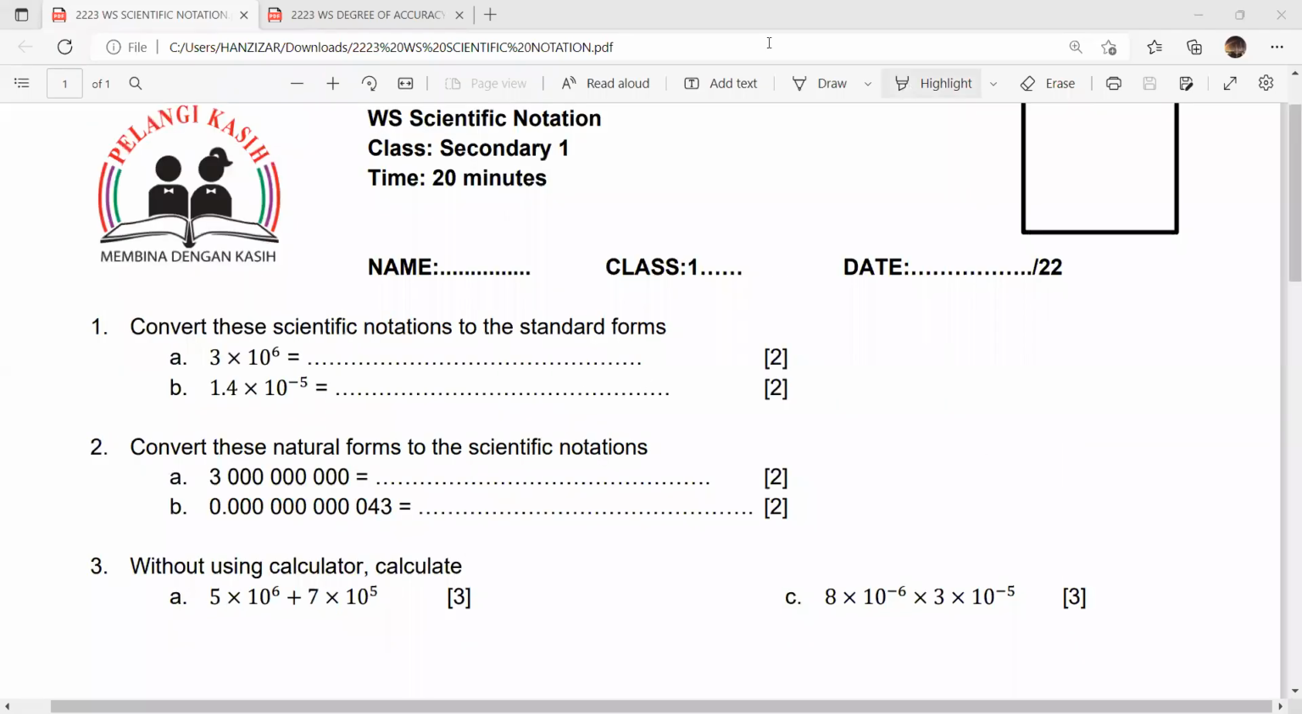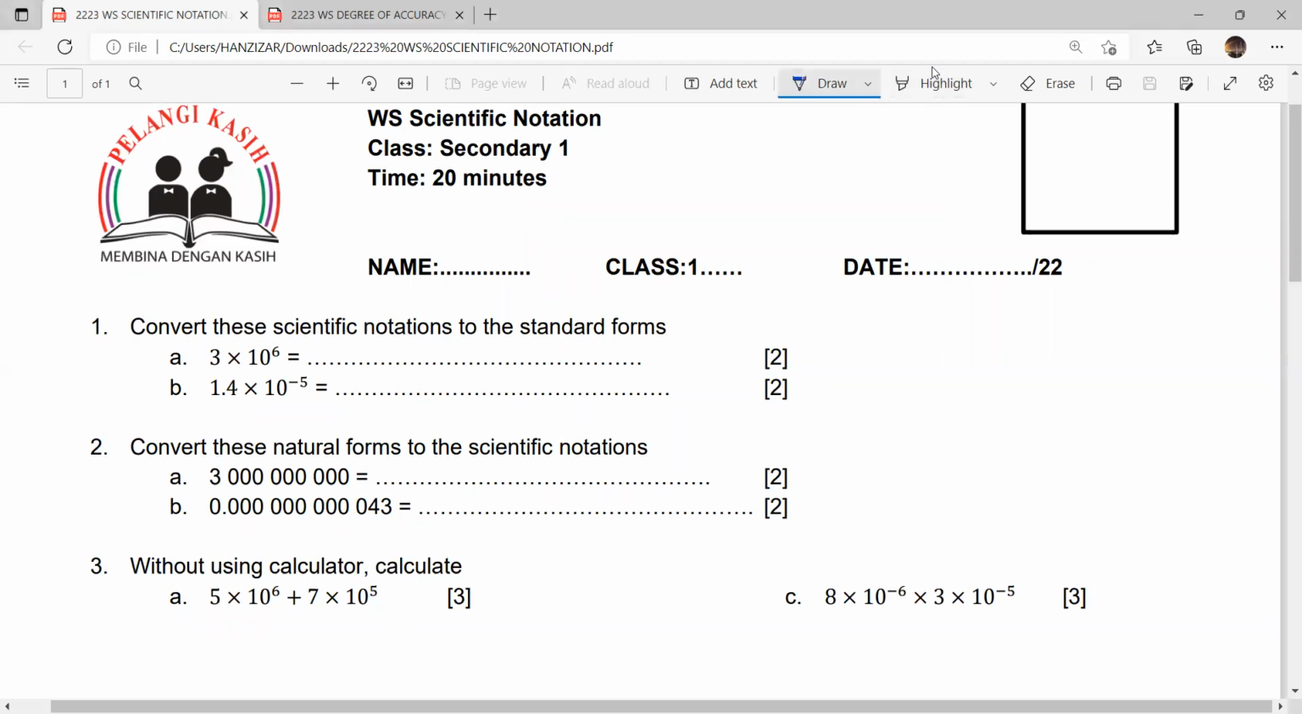Okay, guys, so today we're gonna discuss the worksheet that we went through in our meeting. This is quite simple, and I hope everyone can understand my explanation. So for number one, when we have questions like this, what are we gonna do? Just change into standard form. I think it's quite simple.